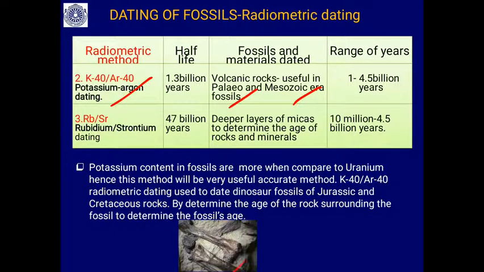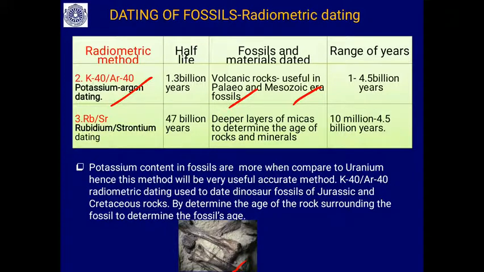This is a dinosaur's fossil bones. The dating can be done with the help of this method. The fossils of dinosaurs from the Jurassic period and Cretaceous rock can be measured by this method. Similarly, we determine the age of the rock surrounding the fossils, and by that we can determine the age of the fossil. This is the potassium-argon method.